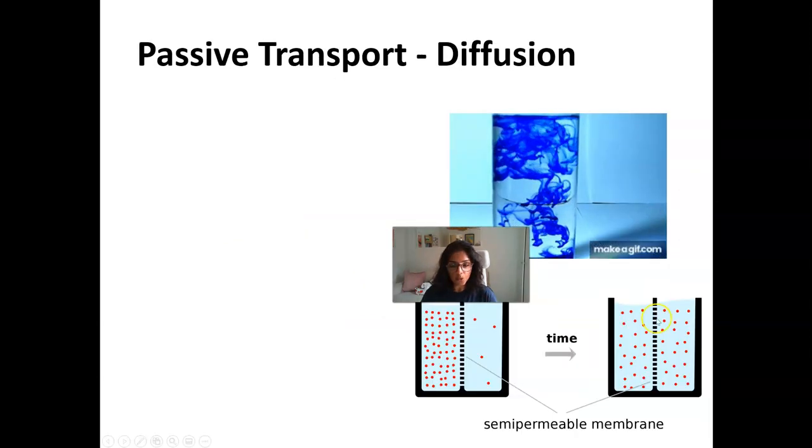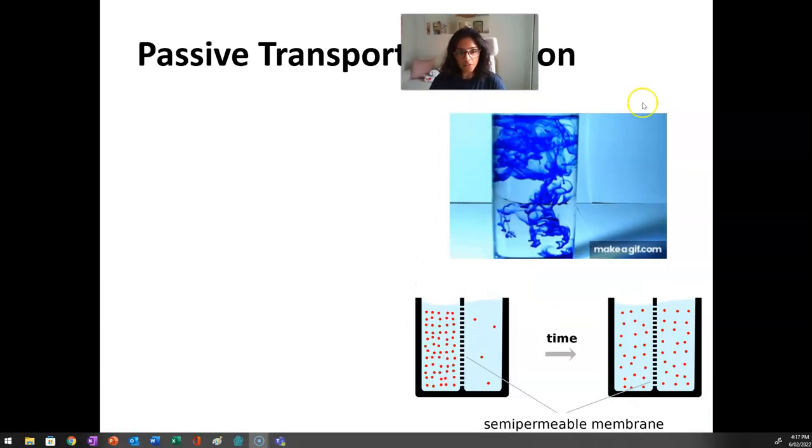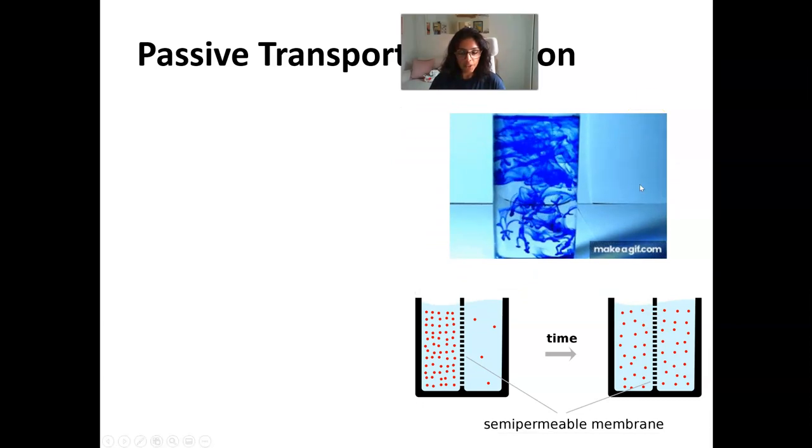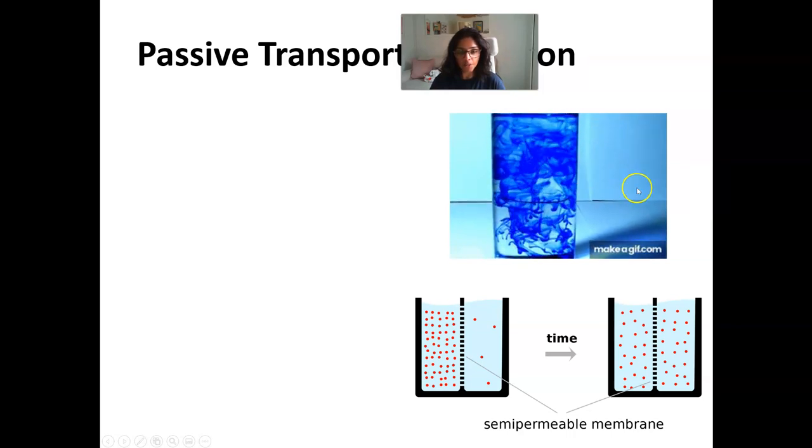This lesson will just focus purely on passive transport. So the first one we're going to be looking at is diffusion. So in this animation you can see blue dye swirling around in water.